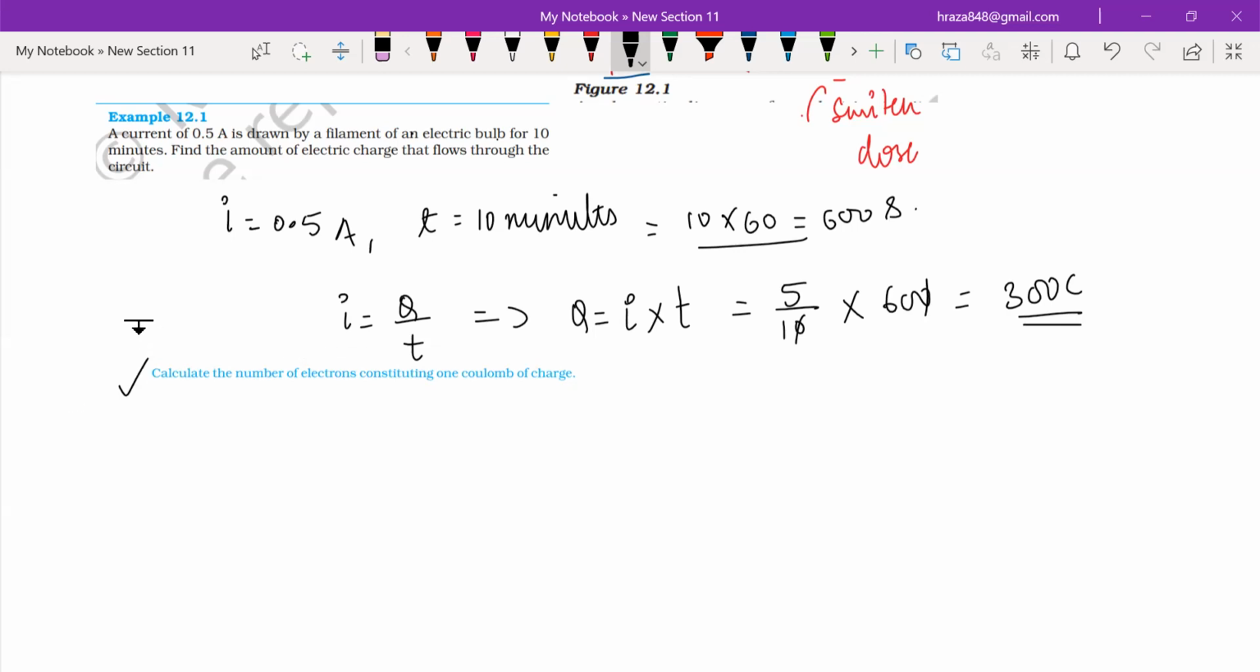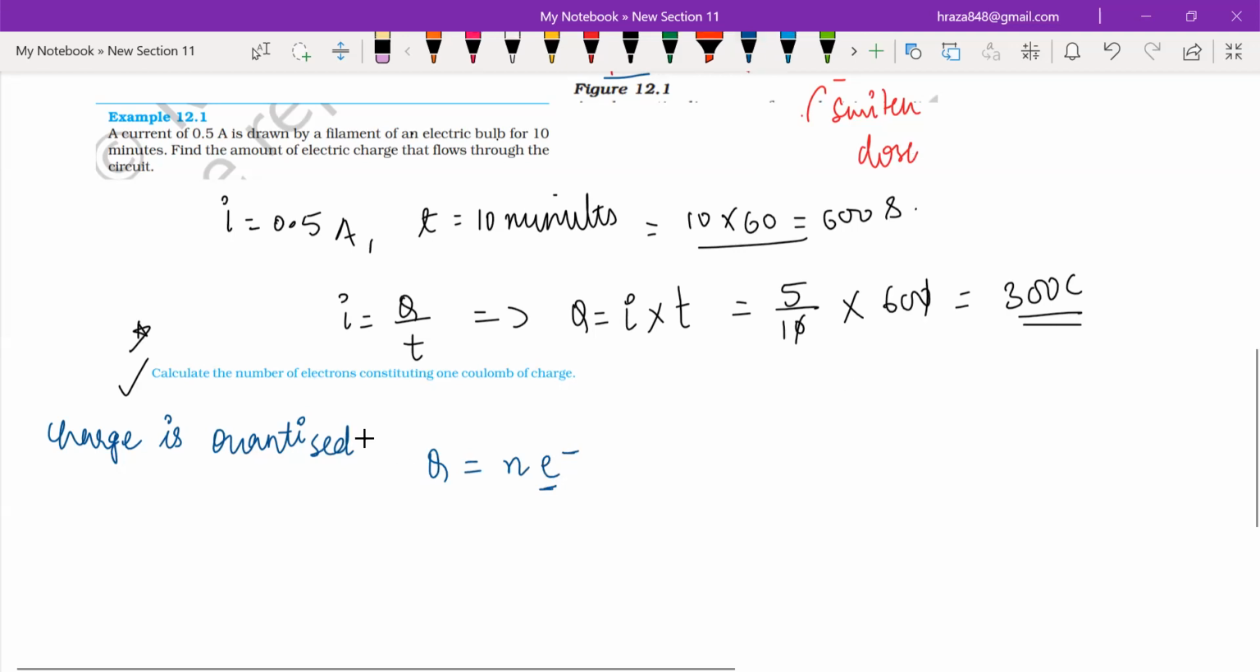See, this question is very important when you go to higher classes, in class 12. You will learn that charge is quantized, meaning the charge in the universe exists only as an integral multiple of e. So Q will be equal to an integral multiple of e, that is, Q = n e.